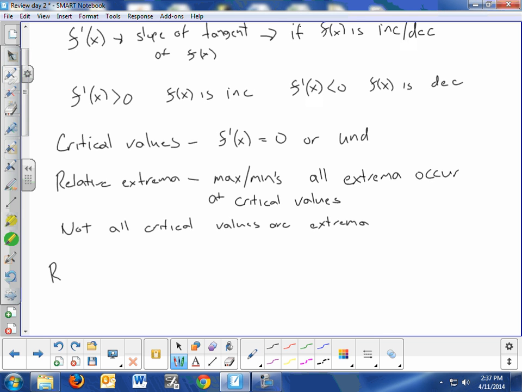Let's talk about relative maxes. What must you show occurs to safely say we have a relative max at a location? Exactly. The sign of f prime must go from positive to negative.